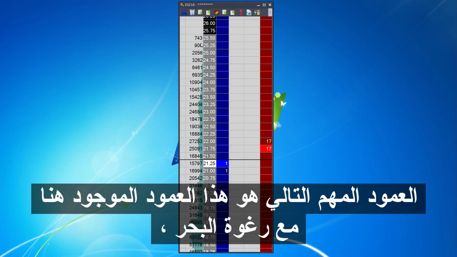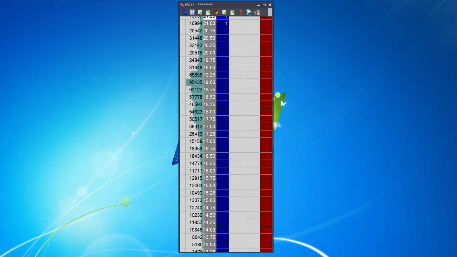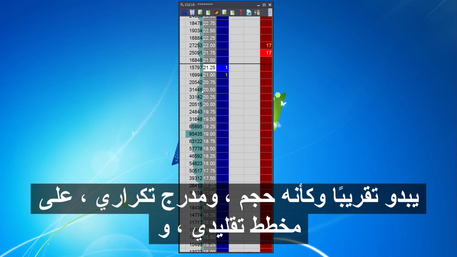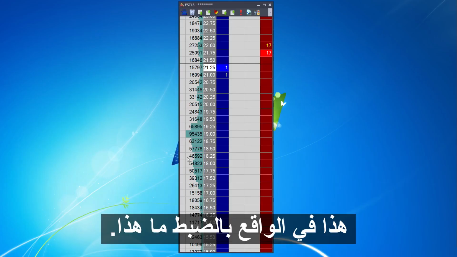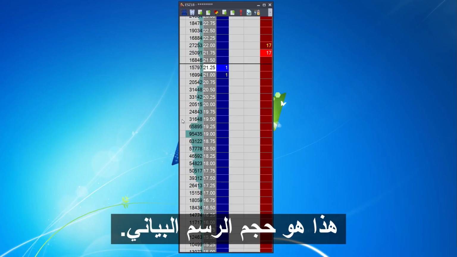The next important column is this one over here with the seafoam green histogram. It almost looks like a volume histogram on a traditional chart, and that's actually exactly what that is. That is a volume histogram.